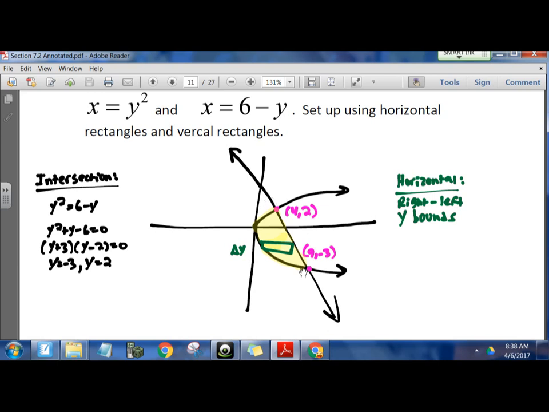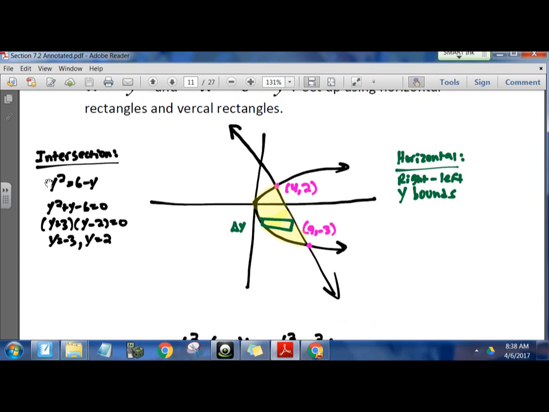Most important thing to do in order to find the area between the curves is to find their intersection points. How do you do that? You set the curves equal to one another. Setting the curves equal to one another yields the y values of 3 and 2. Be careful, they're not x values. Sometimes we get kind of caught up in old practices and we think those are x's, so just be careful. So y equals 2 and y equals negative 3 are right here and right here. In order to find the x values, all you have to do is square the y values. Or plug them in here and do 6 minus them, but this one's faster.